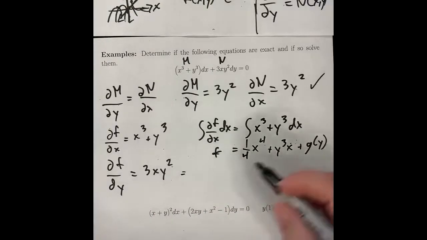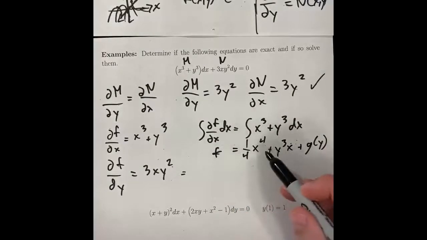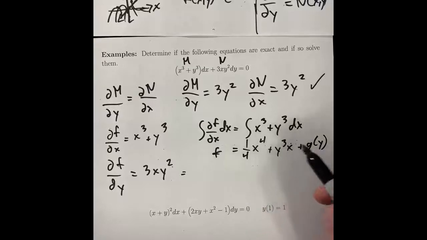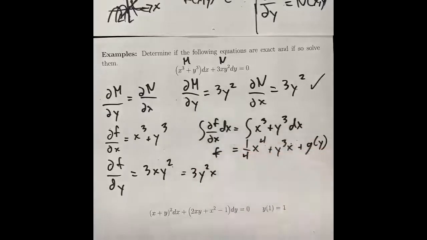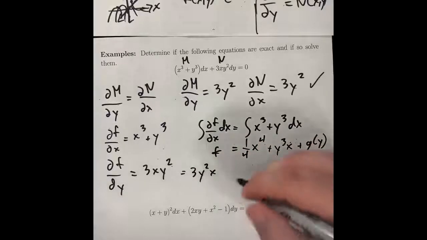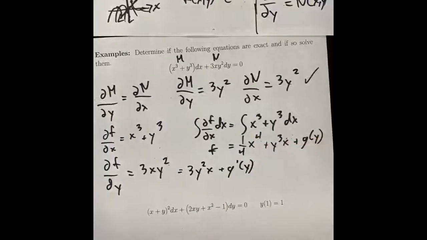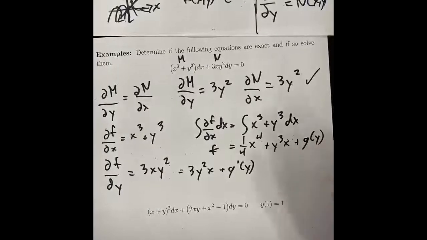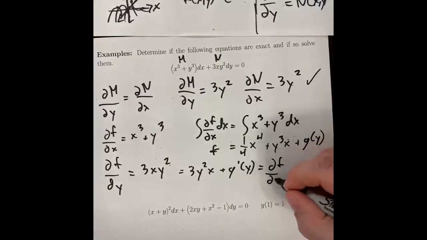Okay, so the partial derivative of that. The x term, we treat as a constant when we do the partial derivative with respect to y, so that just disappears. The y term, we have y cubed. We have to do power rule, so it's going to be 3y squared times x. We treat x just like a constant, so it hangs on. And then we're going to have g prime of y. The partial derivative with respect to y of g, which just depends on y, is just a regular derivative. All right, so that's partial f, partial y.